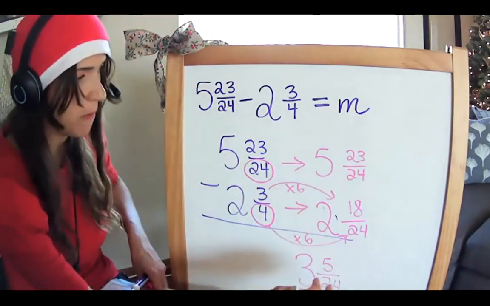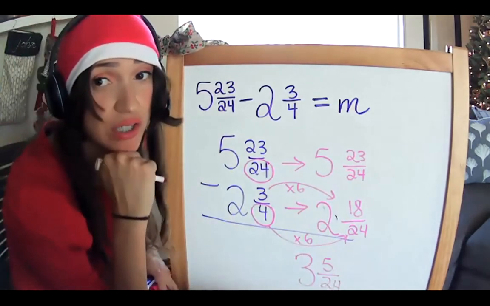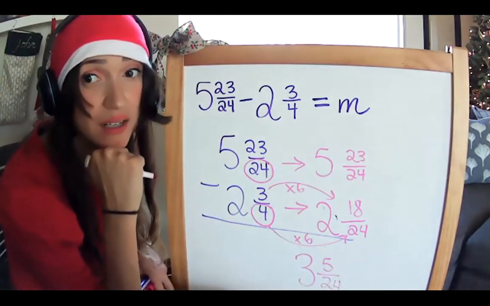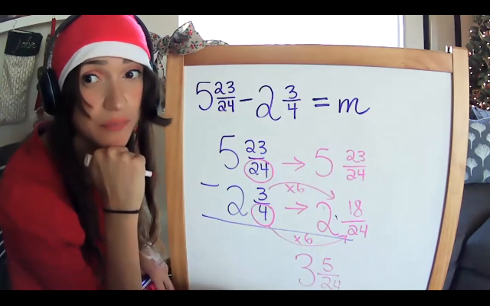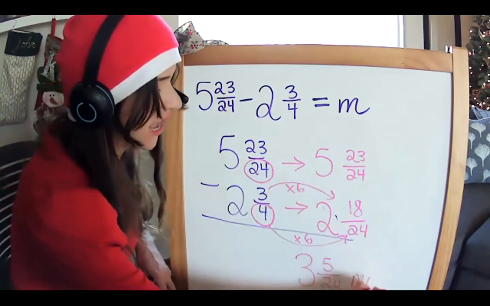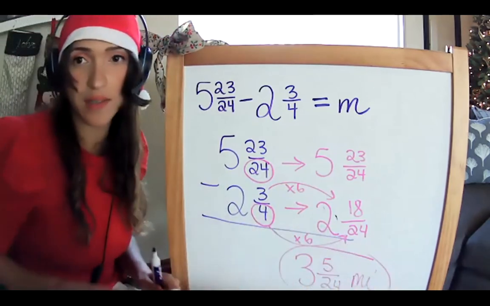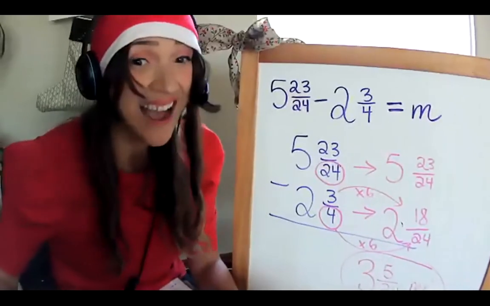Is it in simplest form? Yes. And we're solving the problem, not just the equation. So what do I have to add to my answer? I need to add my units. Miles. So 3 and 5/24 miles.